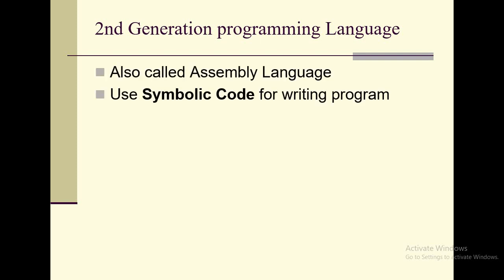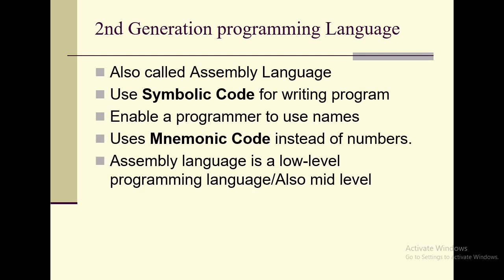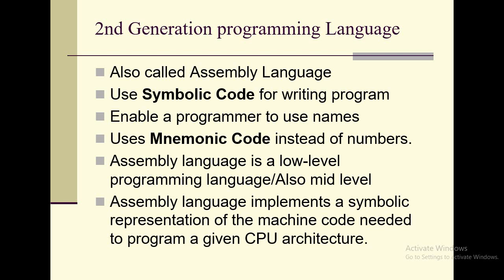Okay, we will start from second generation programming language now. It is also called assembly language. In other words, it is symbolic code or mnemonic code. Assembly language is also low level. Sometimes we can also call it mid level. Why is it called low level or mid level? Because it also depends on the architecture of computer, but it is better than 0 and 1, that is first generation. Still you need to know about the internal architecture of computer.